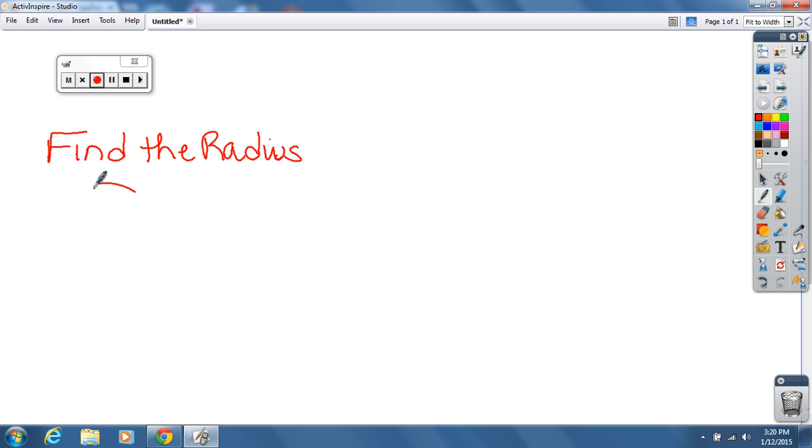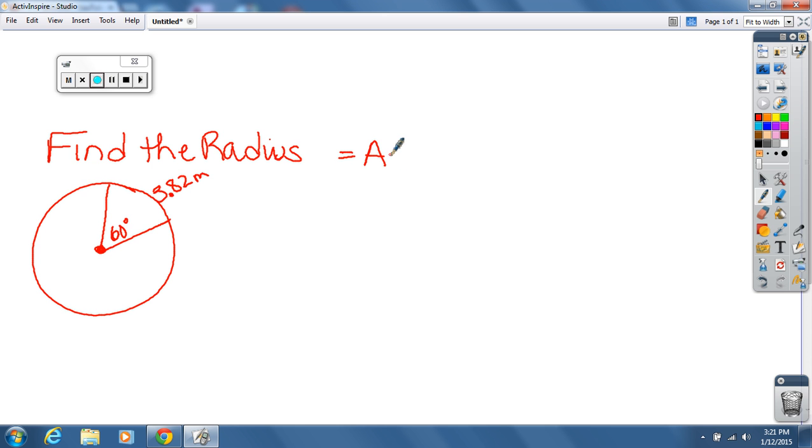So here's one of my problems. I've got an arc here, 60 degrees. I don't know my radius, but I do know the measure of the arc. So the measure of the arc is 3.82 meters. Alright, so when they give you the meter portion, that's finding the arc. That actually is the arc. So in this problem, they actually told me the arc length is equal to 3.82.